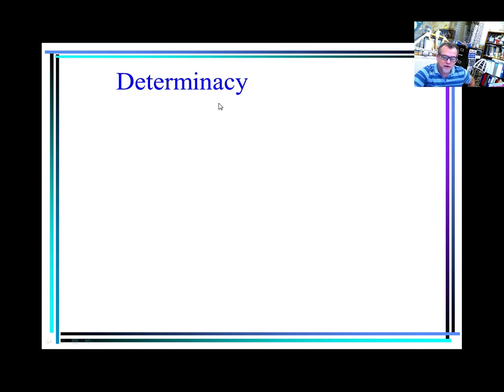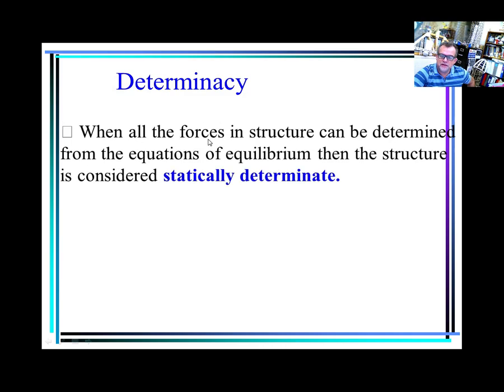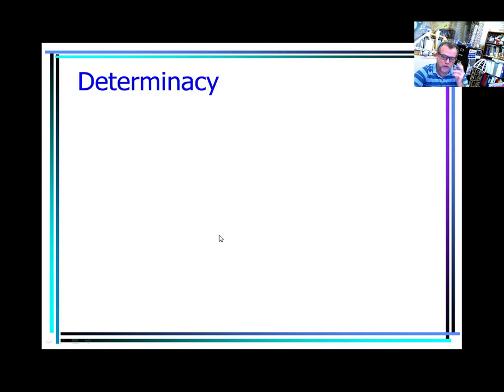We also covered determinacy, and we said when all the reaction forces can be determined using the static equations of equilibrium, then the structure is statically determinate. Otherwise, it's statically indeterminate. That doesn't mean that you're not able to calculate the structure, to calculate the forces. That means that in statics, if you're talking about 2D, you only have 3 equations of equilibrium: summation of forces, sigma x, y, and moment.